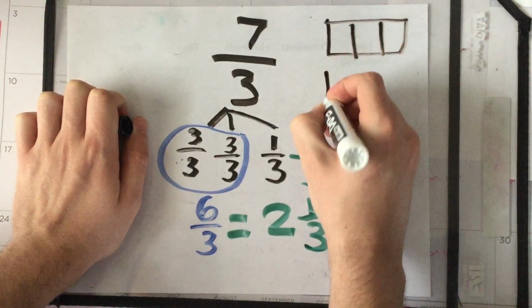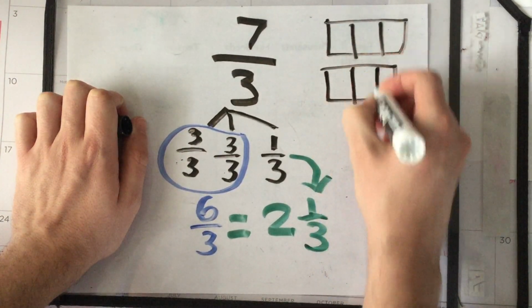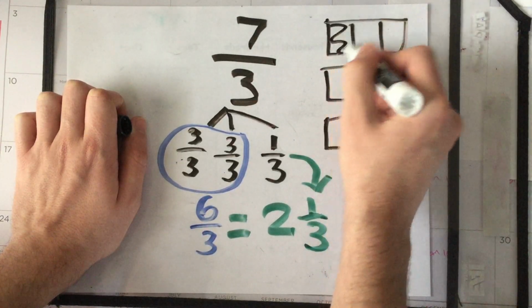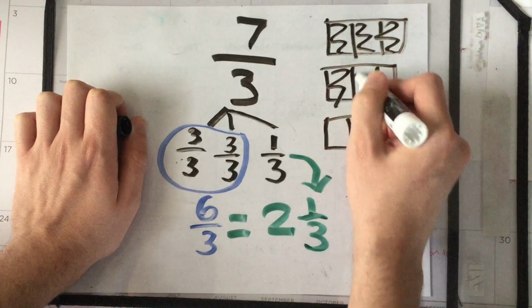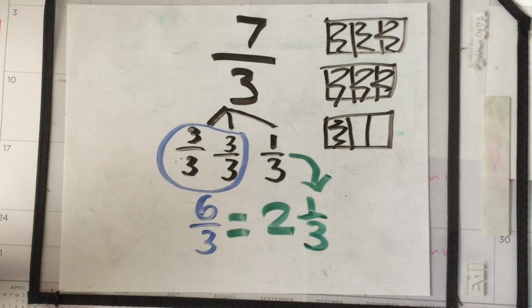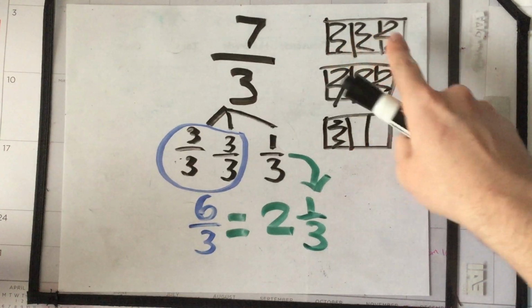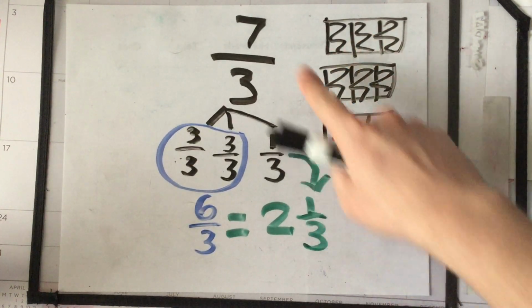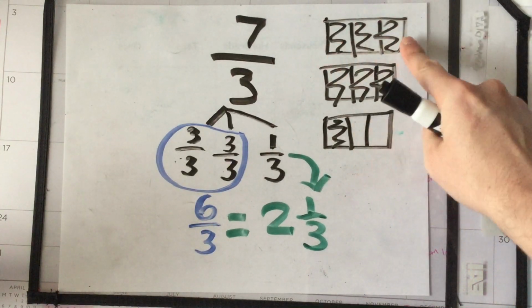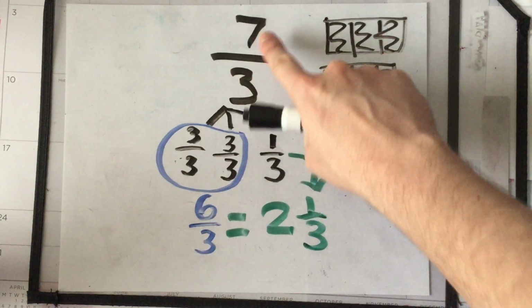There's some thirds, some more thirds, and I'm going to shade in 7 of them. If we look, this is showing the same thing. 1, 2, 3, 4, 5, 6, 7. 7 pieces. Each of the complete things is made up of 3 pieces. That's exactly what this fraction says.